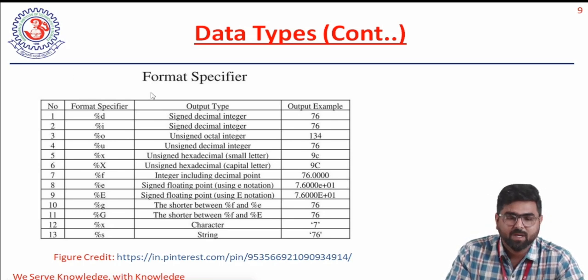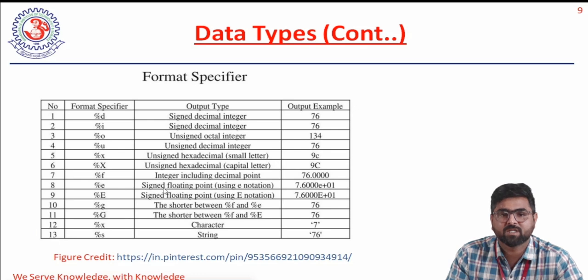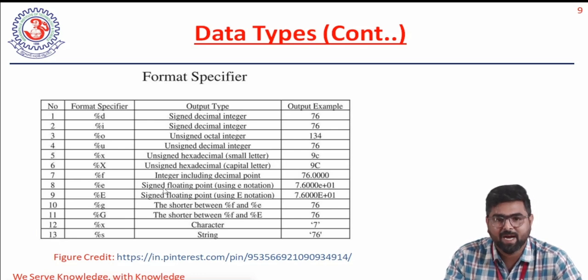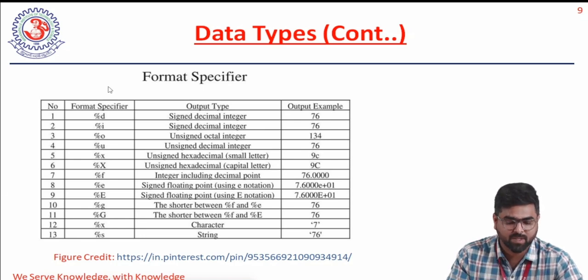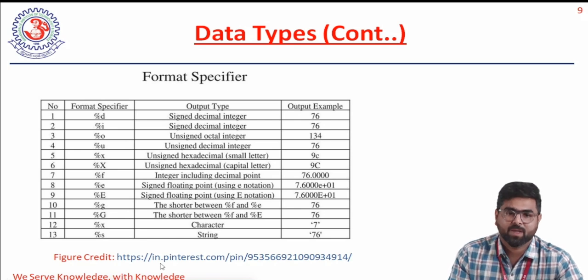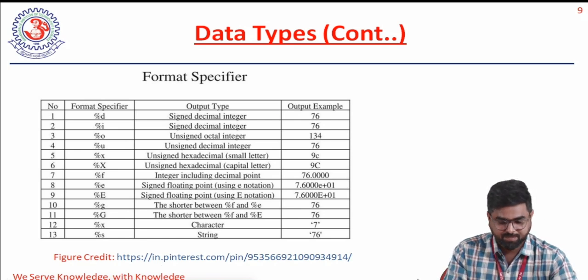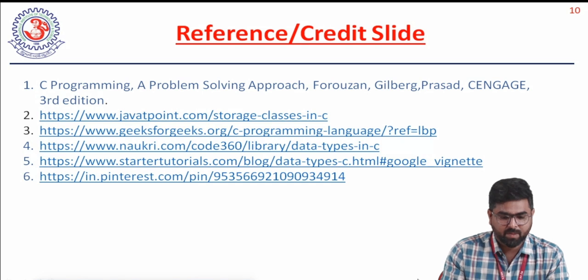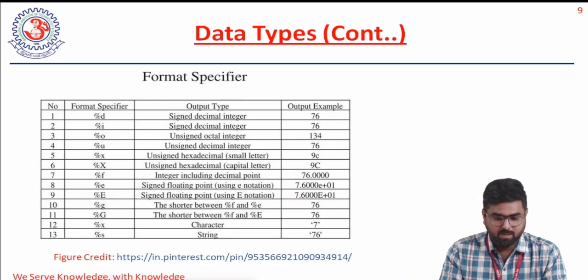So these format specifiers specify what type of value we are accessing when we are trying to print the value, as well as when we are trying to read the value from the keyboard. That time we use these format specifiers. We can also call them control strings. So this is about data types.